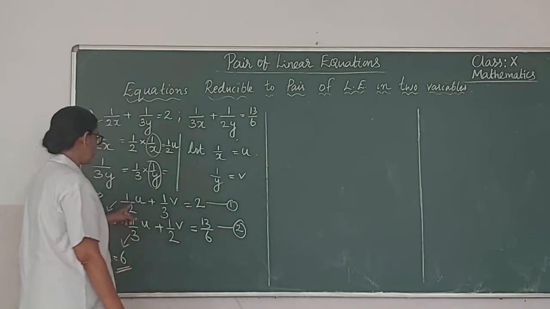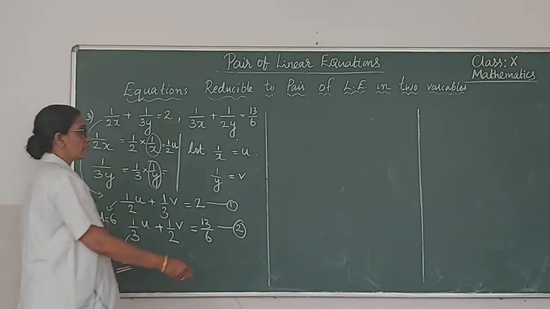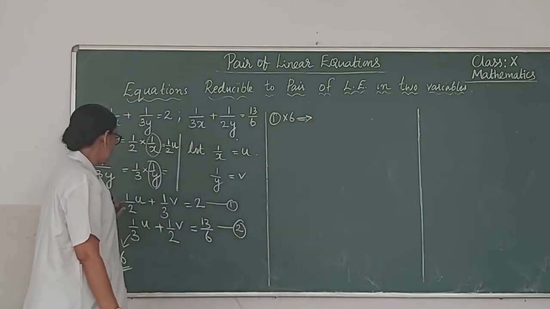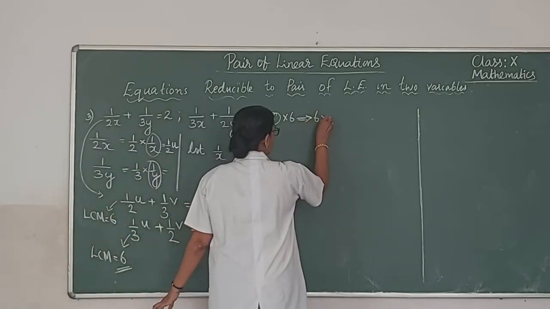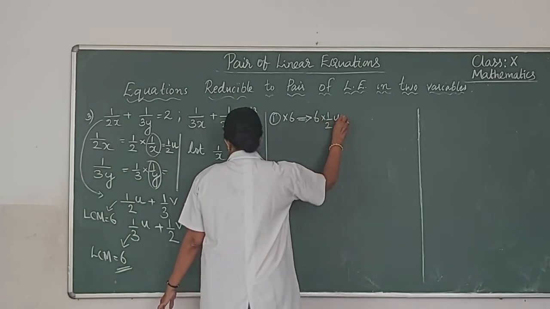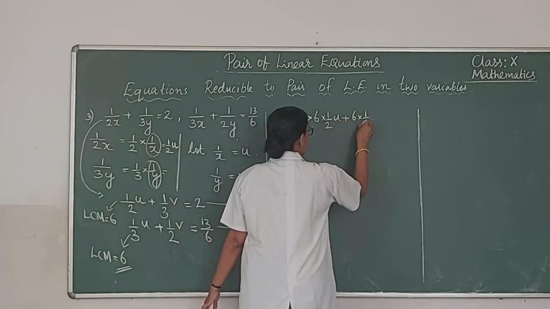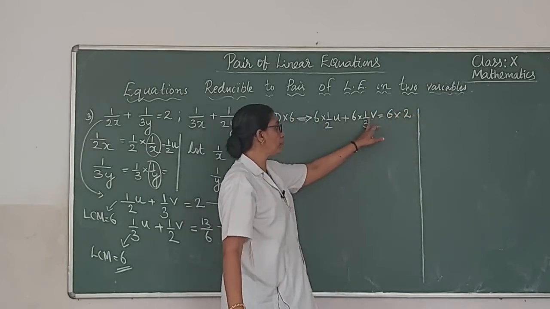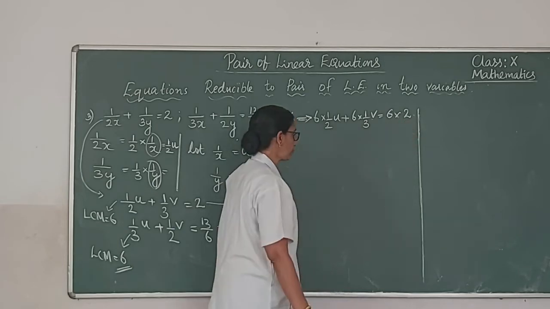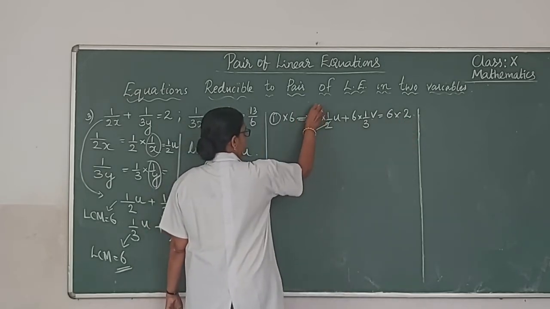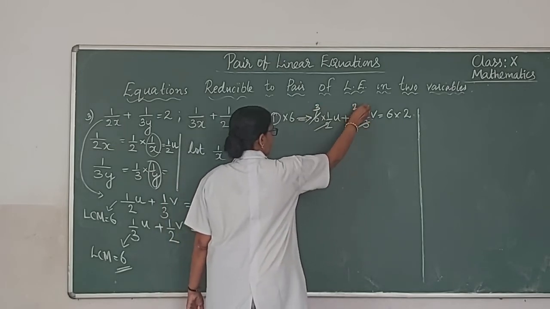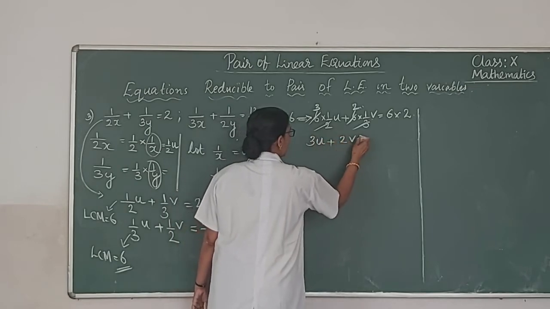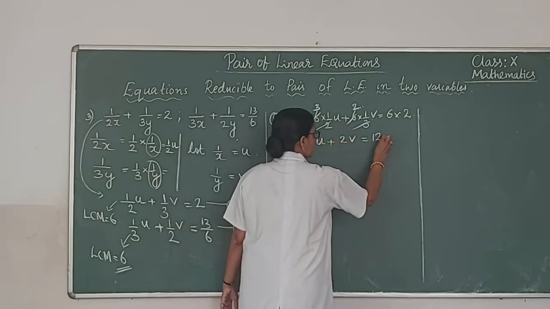So we are multiplying the first equation by 6. Equation 1 into 6. What are we getting? 6 into 1 by 2u plus 6 into 1 by 3v equal to 6 into 2. Don't forget to multiply the RHS also. Here we can cancel, so the equation will become 3u plus 2v equal to 12. This is equation 3.